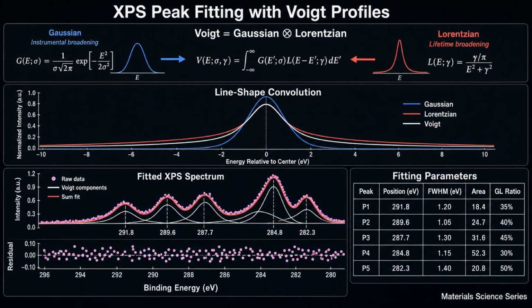Accurate XPS analysis requires proper peak fitting using Voigt functions. The Voigt profile is a convolution of Gaussian and Lorentzian components. The Gaussian contribution arises from instrumental broadening and surface heterogeneity, while the Lorentzian component reflects the natural lifetime broadening of the core hole state. Key fitting parameters include peak position, full width at half maximum, integrated area, and the Gaussian-Lorentzian ratio. Residual plots below the fit help assess fitting quality. Proper background subtraction using Shirley or Tougaard methods is essential.